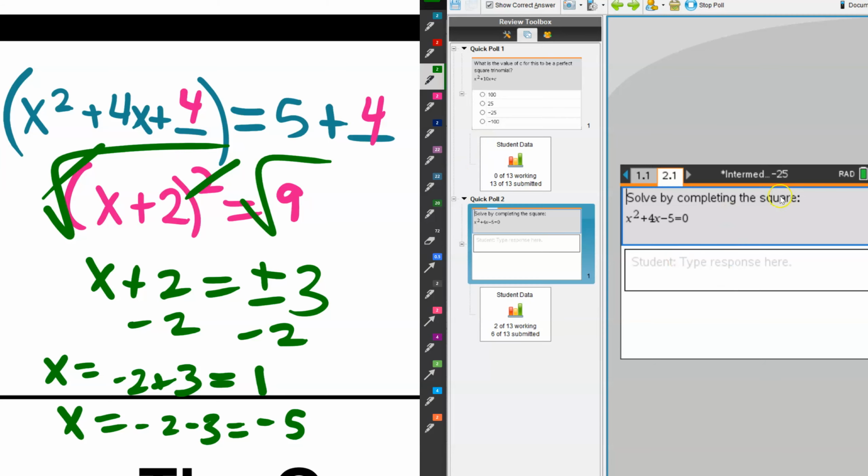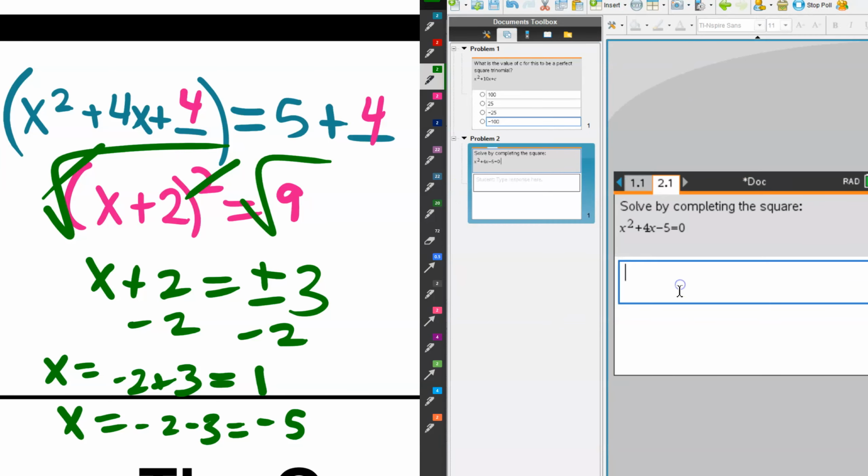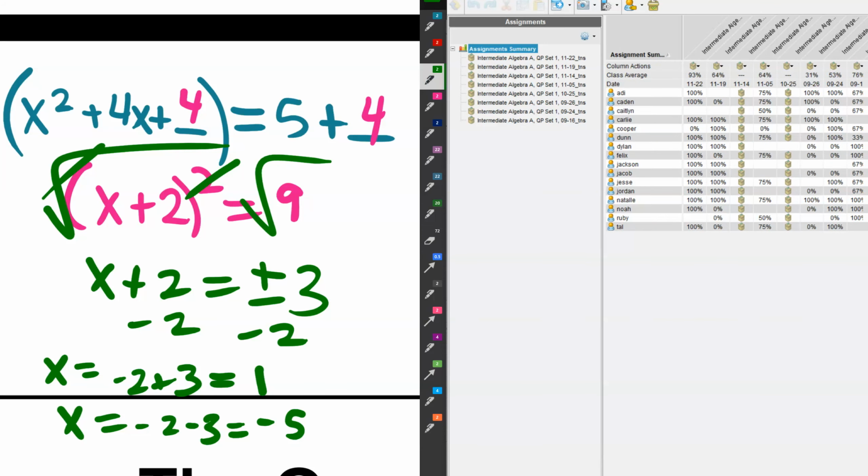Oh, I have to go over here. So what I'm looking for is x equals 1 comma negative 5. That's what you could put. You could do x equals 1 and then x equals negative 5. That's fine. Or you could enter x equals negative 5. All of these work.